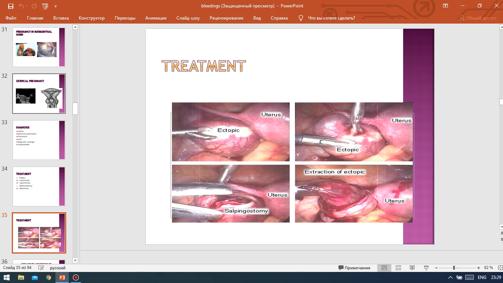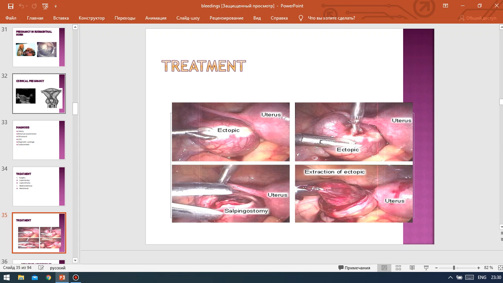In this picture you saw laparoscopy surgery, we have tubal pregnancy, and they make a salpingostomy. They cut the tube, extract the ectopic pregnancy, and make a salpingostomy. But when we leave the tube inside, we need to use methotrexate because we can't make curettage of the tube, and a few cells of the embryo stay there.